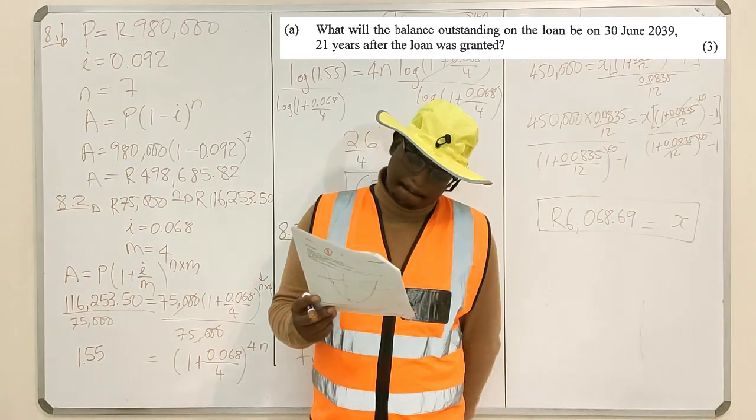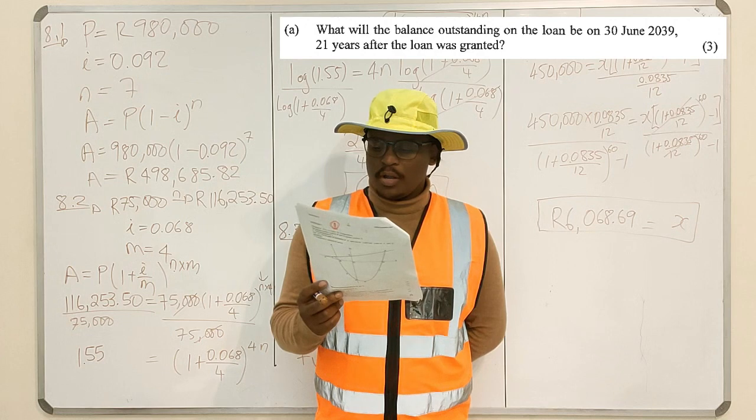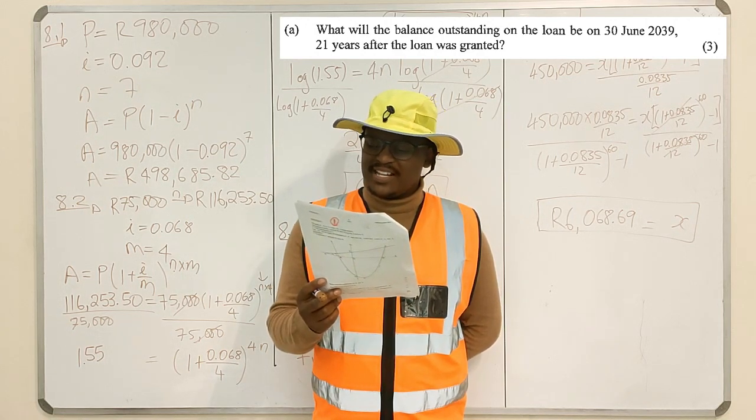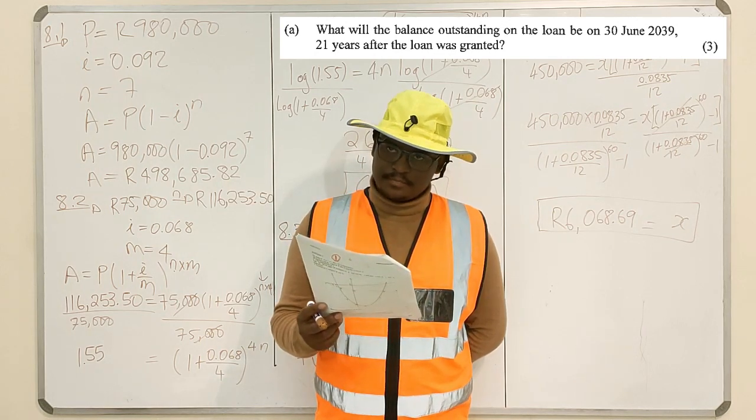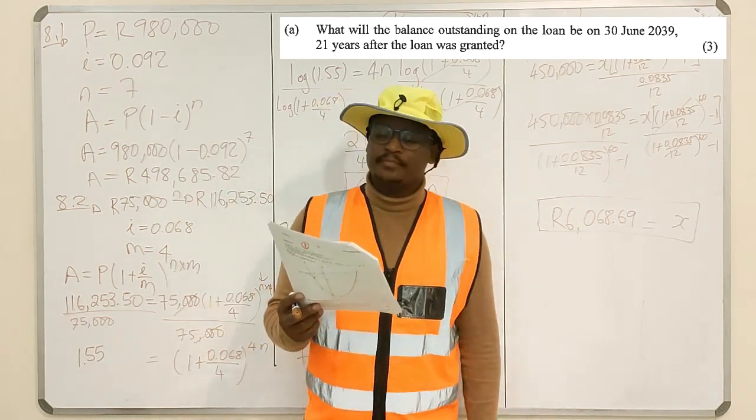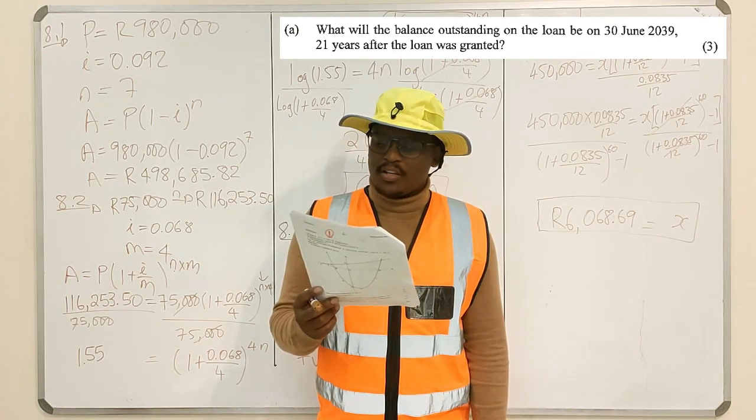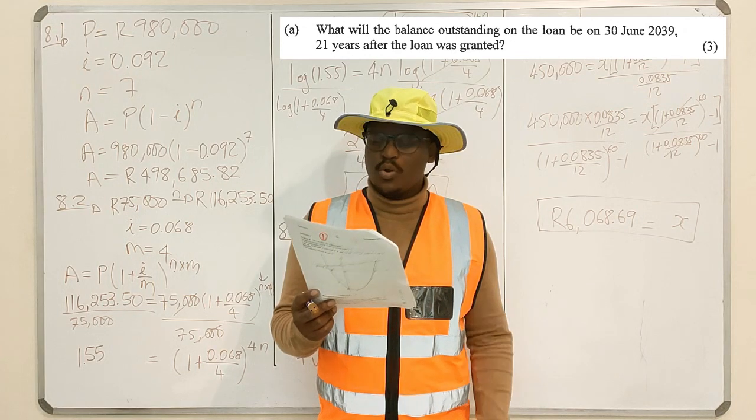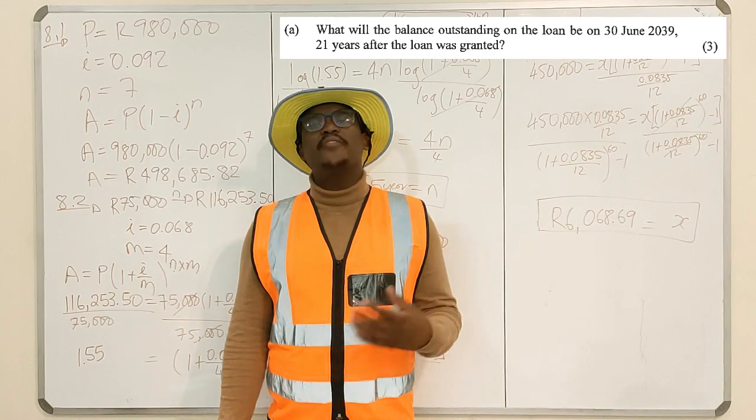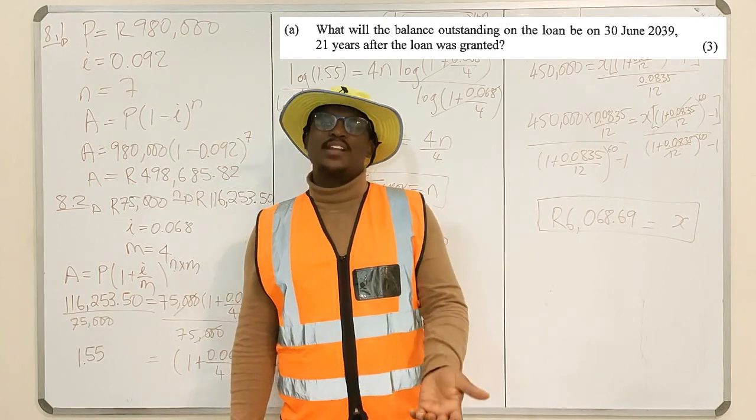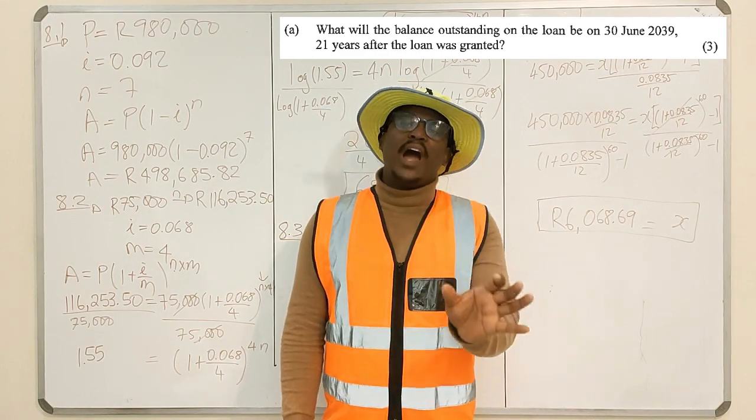They're asking in 8.3.2a, read as follows: What will the balance outstanding on the loan be on 30 June 2039, 21 years after the loan was granted? Let me read this again. What will the balance outstanding on the loan be on 30 June 2039, 21 years after the loan was granted? So they're asking you, after 21 years since this loan was granted, what will be the balance on the loan? Which is, how much will our friend be owing?